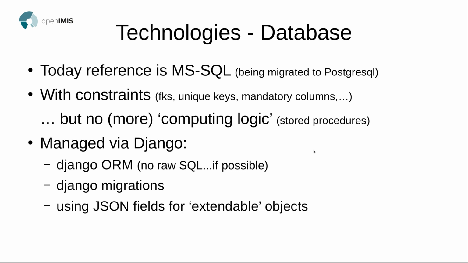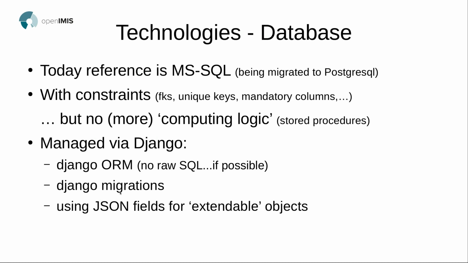The database layer is today based on Microsoft SQL Server, but there is a running migration to target PostgreSQL. Along with this migration, we will keep the constraints of foreign keys, unique keys, and so on, but we are going to remove the computing logic, which is today in the stored procedures. And we are going to place it into the backend, which is based on Django. So the database, the SQL, will be queried from the Django ORM, object relational mapping, and we will not write SQL anymore in the backend.